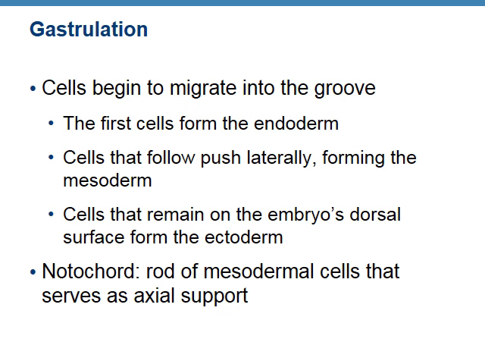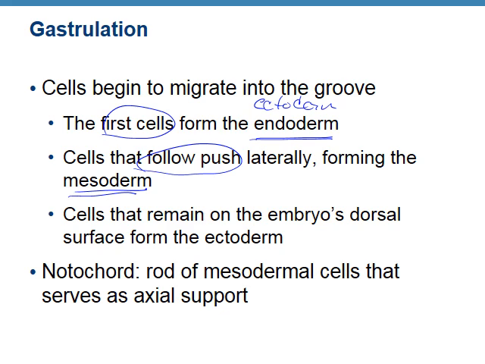Basically, this is the wording to the slide that we just looked at. So the first cells that enter are going to form the endoderm. The cells that follow next are going to be the mesoderm. They're basically going to push their way between the ectoderm and the endoderm. So those cells are going to come in through the groove created by the primitive streak.